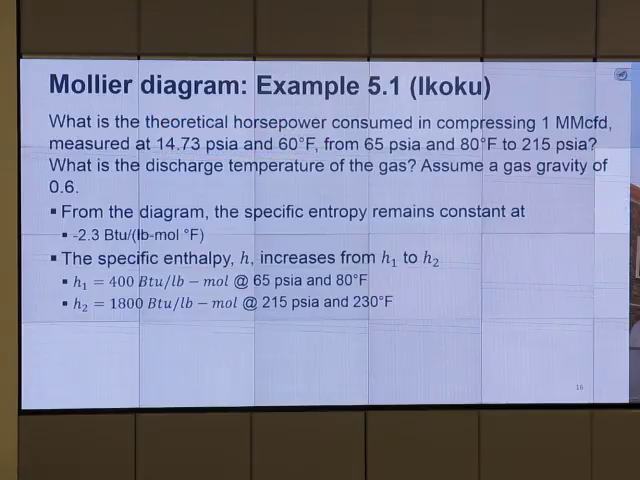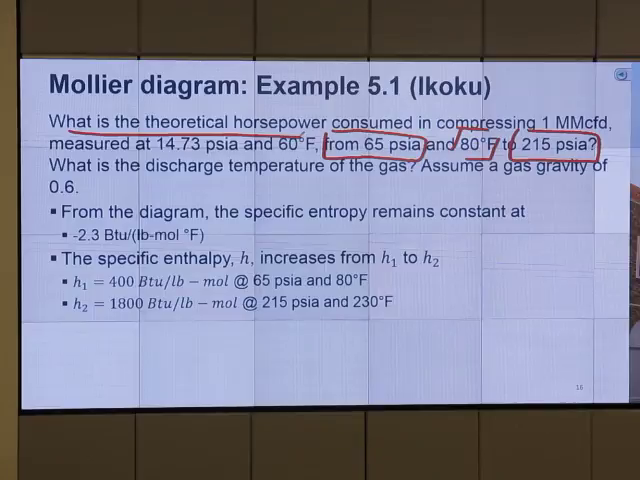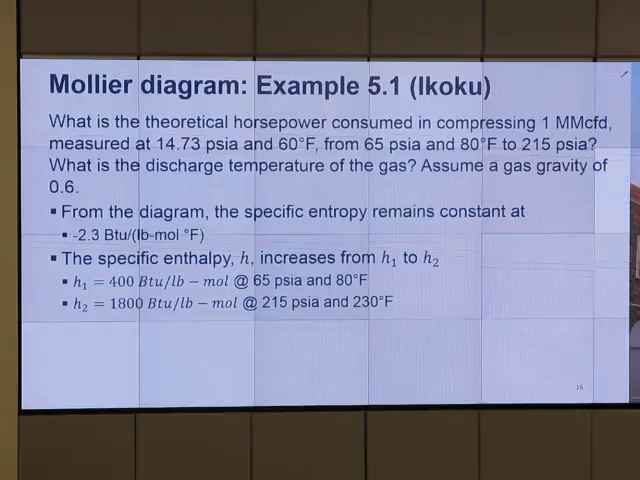So we have 1 MMSCFD, and the standard condition is 14.73 psia and 60 F. We want the theoretical horsepower that can do the compression from 65 to 215 psia. The initial temperature is 80. The question is, what is the theoretical horsepower? Next, what is the discharge temperature of the gas? Assume a gas gravity of 0.6.